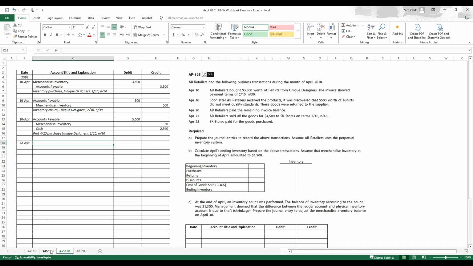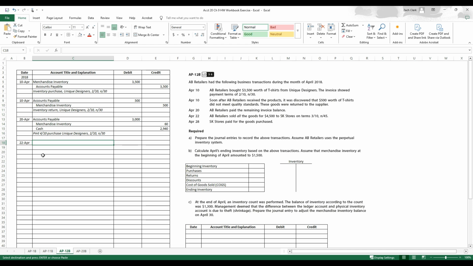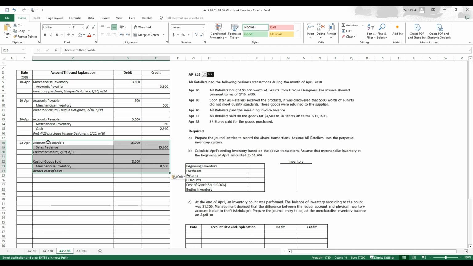So remember, if you've got this in your homework file there, you can go back and kind of, I guess don't steal the dates, but copy the entry over, because it's going to be very similar. And then we'll just do updates. So we sold it all to SK Stores. We have terms of 3/10 net 45.